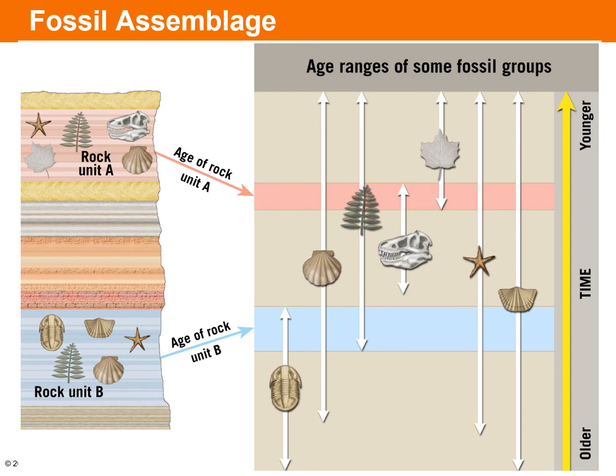And then you can do the same thing for rock unit A, which also contains a maple leaf and the skull of what appears to be a reptile. And then you can use that information to narrow down the age of rock unit A. And then obviously the rock units in between B and A are between the age of rock units B and A.